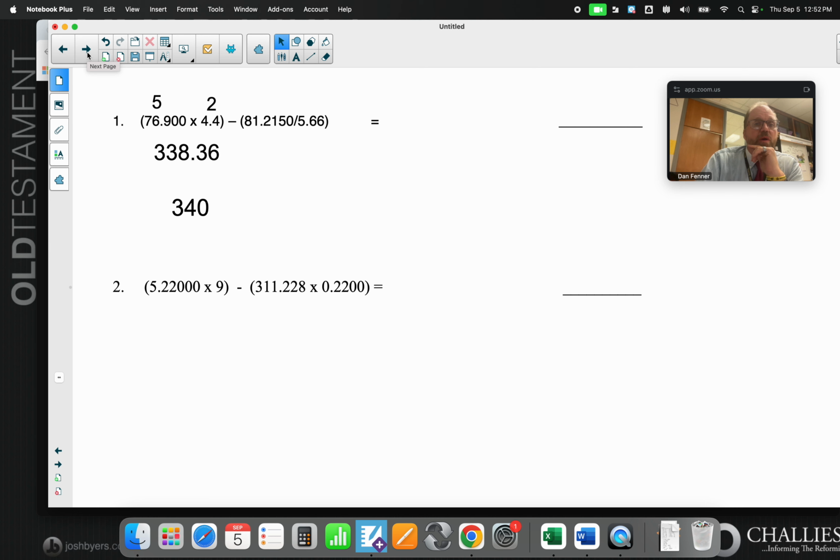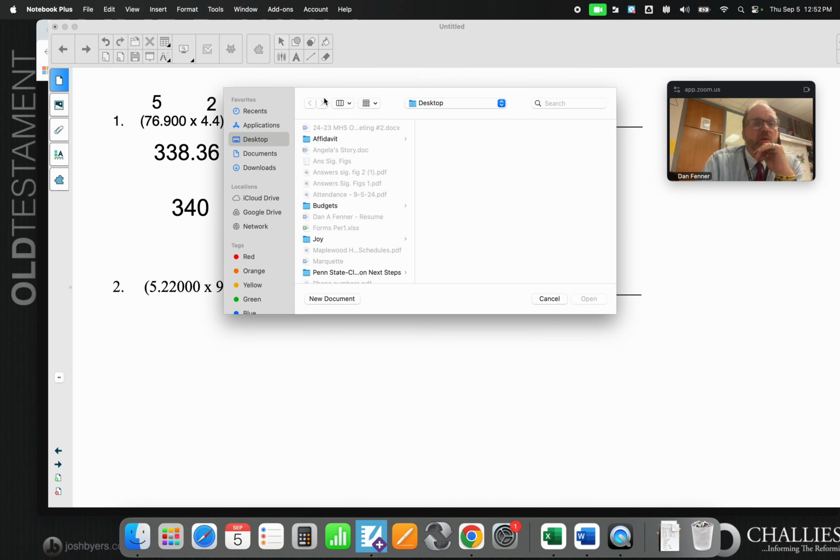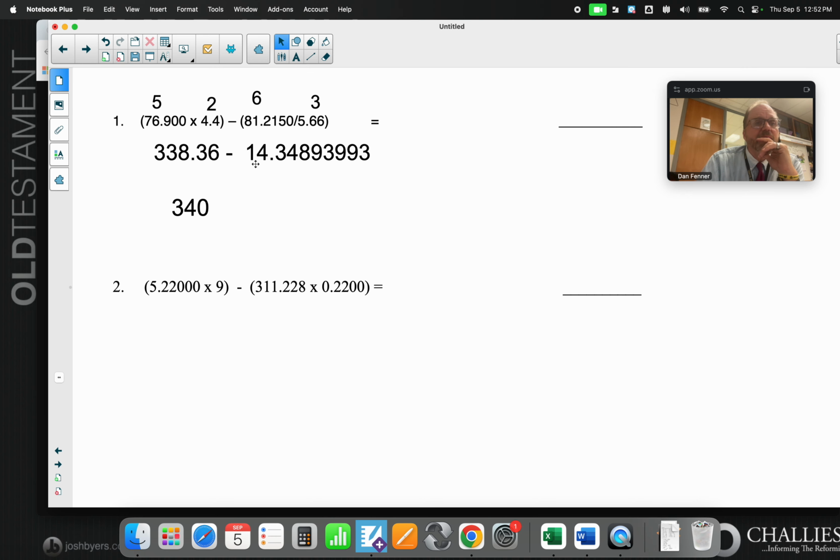81.2150 divided by 5.66. When I do that, I get 14.3489399. Sig figs: I have 6 in 81.2150. The 0 on the end is after a number, after a decimal, showing exactness. And then 5.66, I had 3 sig figs, so the least number is going to be 3. So we get 14.3.